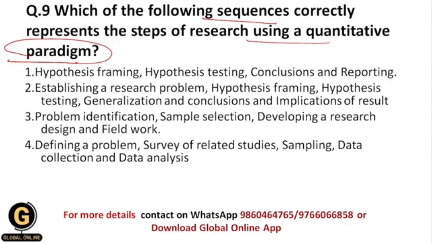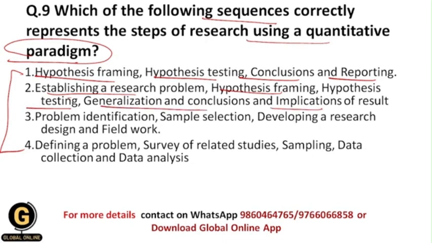And within the quantitative paradigm we need to follow such steps, and here these steps have been given, but we have to understand the sequence of correct steps that we need to follow. So whether it is hypothesis framing first, or hypothesis testing, or conclusions and reporting, or establishing a research question, or hypothesis framing or hypothesis testing, then generalization and conclusions and implications of result, problem identification, sample selection, developing a research design and fieldwork, defining a problem, survey of related studies, then sampling, data collection and data analysis.